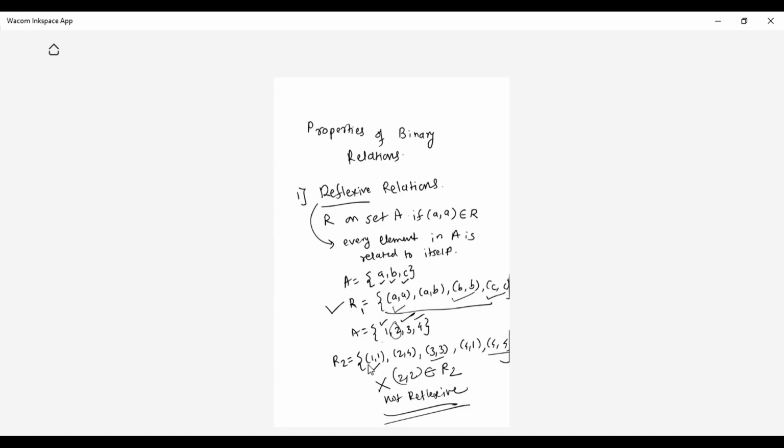Now next we will move to the symmetric relation. Here you should not have any confusion. I am repeating it again and again. Symmetric relation.